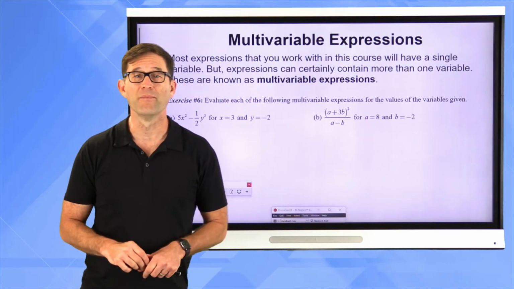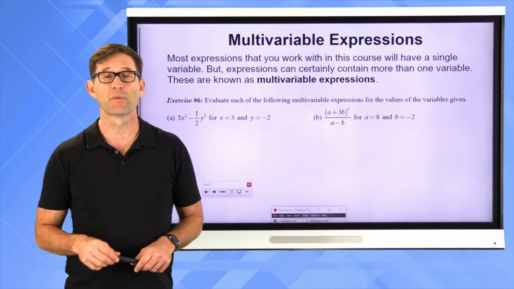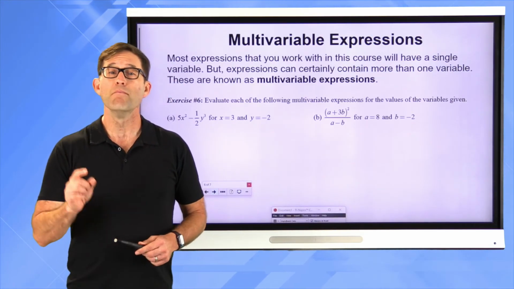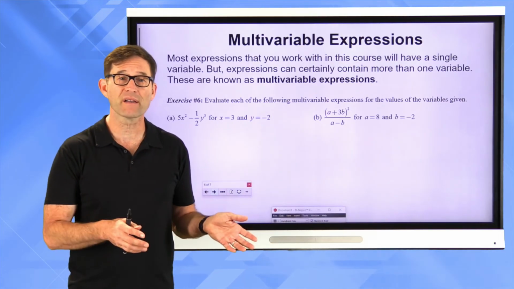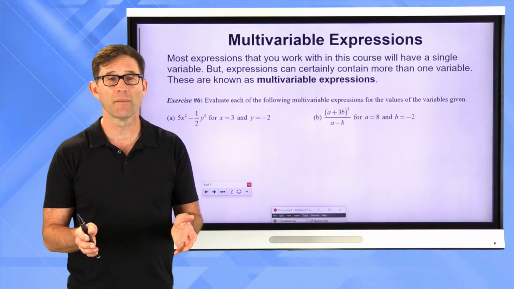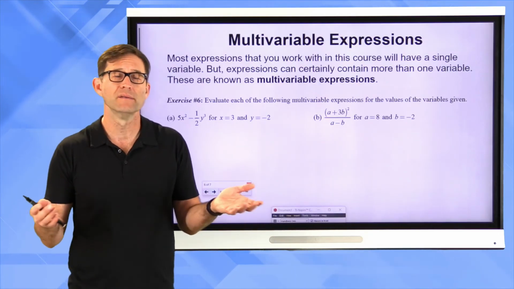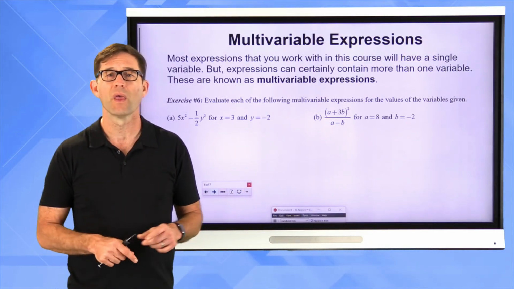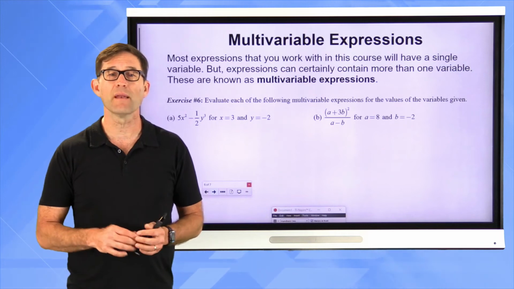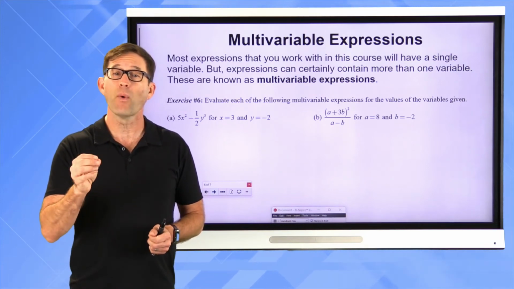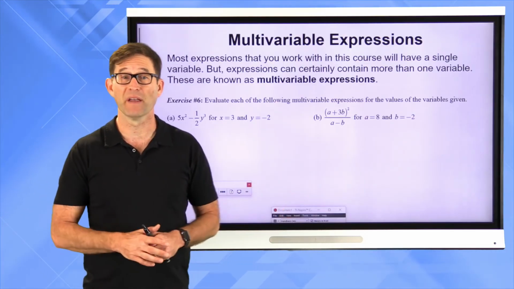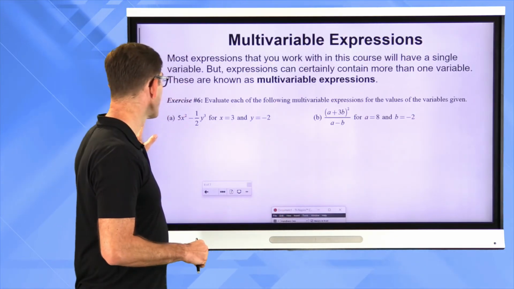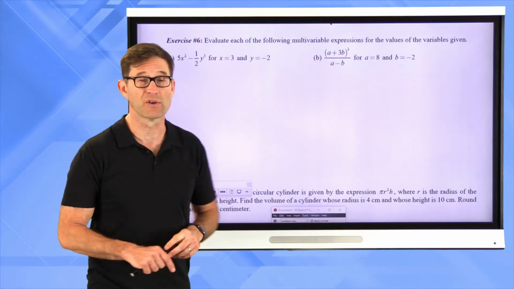All right, last concept. Let's talk about multivariable expressions. Most expressions that you're going to work with in this course will have a single variable. x and t are the most common ones. Sometimes they'll have a y, sometimes a c, a d, etc. But expressions can certainly contain more than one variable, and when they do, these are known as multivariable expressions. Kind of makes sense.